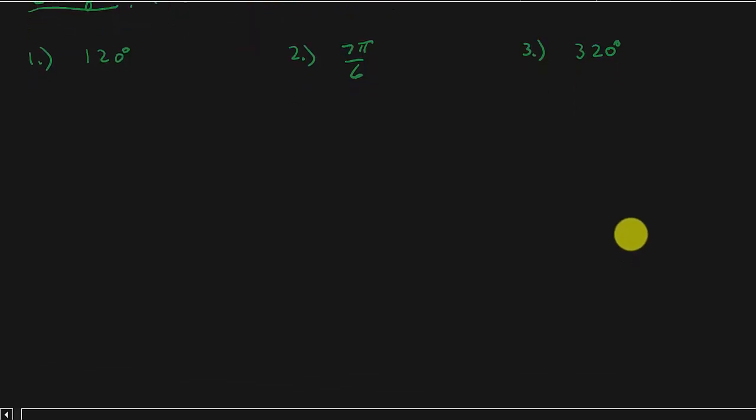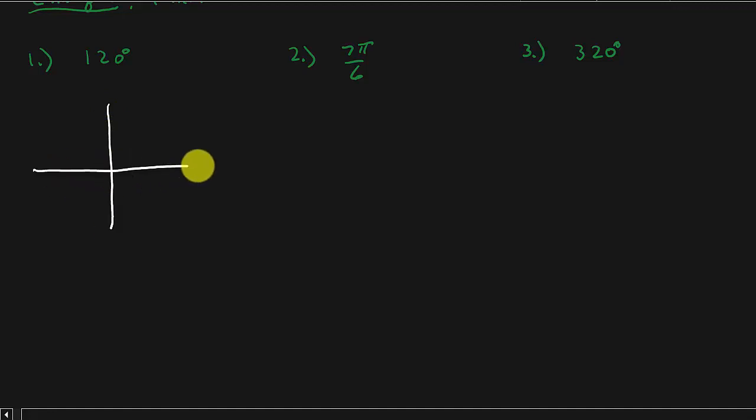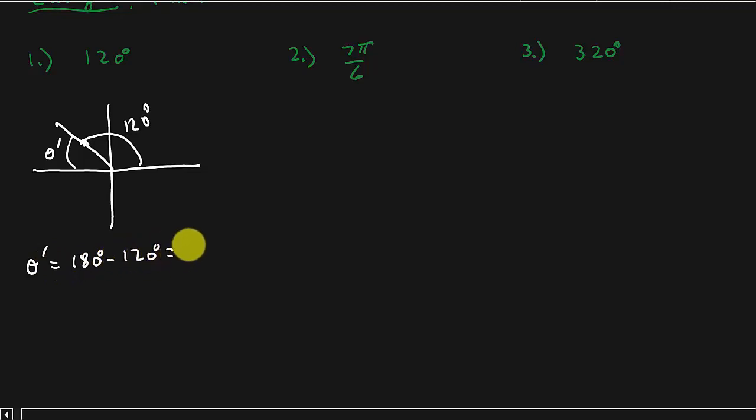And so here are some examples where we have to find reference angles. What I would recommend doing is sketching your angle. Let's change colors here. All right, so here's 120. There's 120. And this would be my reference angle. So my reference angle would be 180 minus 120, which is 60 degrees. There's my reference angle.